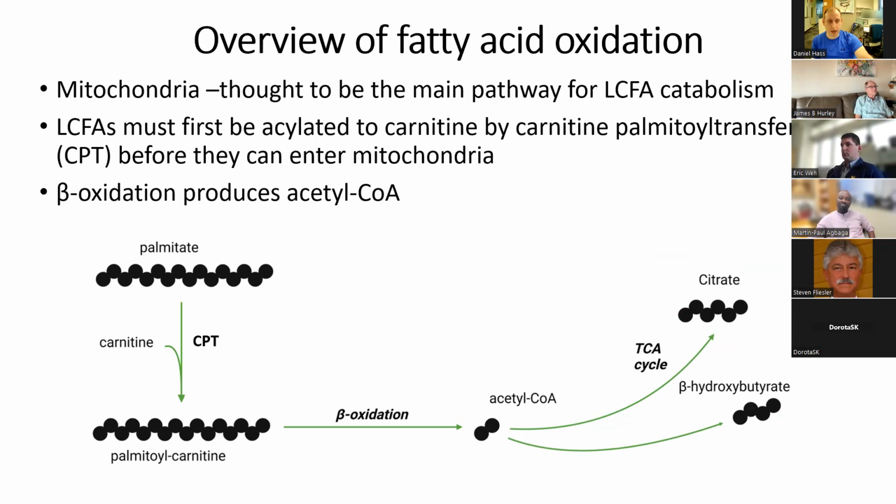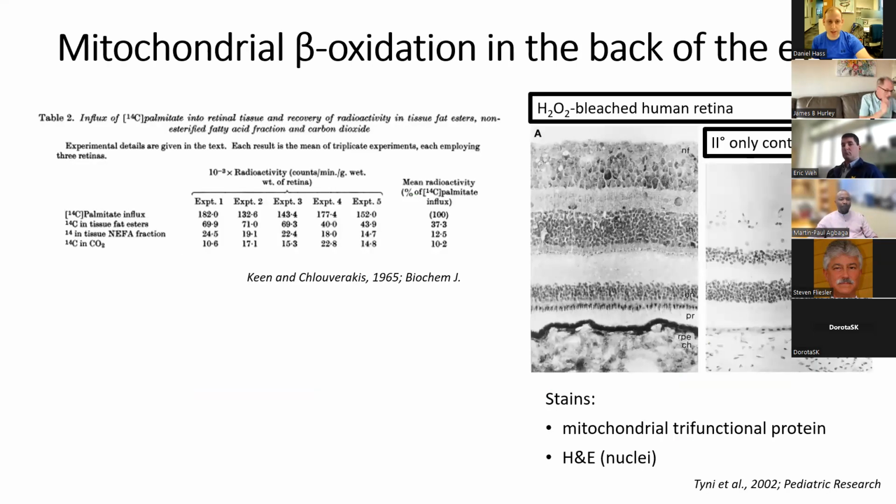To be oxidized in mitochondria, they need to be conjugated to carnitine by the enzyme carnitine palmitoyl transferase. And then they can enter, and they go through beta oxidation to make these 2-carbon units of acetyl-CoA, which can be further incorporated into metabolic pathways, such as the TCA cycle to make citrate, and downstream in ketogenesis, it can make beta hydroxybutyrate. So that's the route for fatty acids when oxidized.